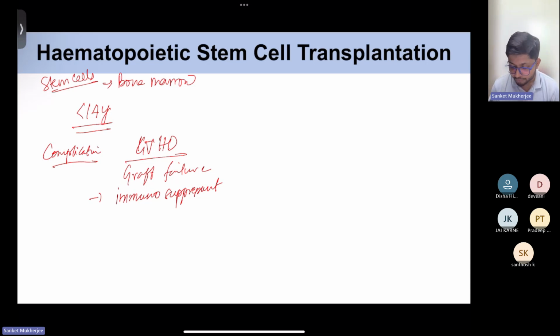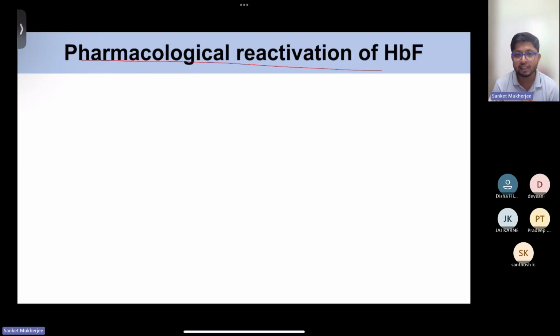Another way of going about this problem: as we have already said, in hemoglobin clusters there is fetal hemoglobin and embryonic hemoglobin. These genes are present and they are expressed in the initial phase of development. However, later they are inactivated through epigenetic mechanisms. Hence, reactivation of fetal hemoglobin could be one approach to solve the problem.